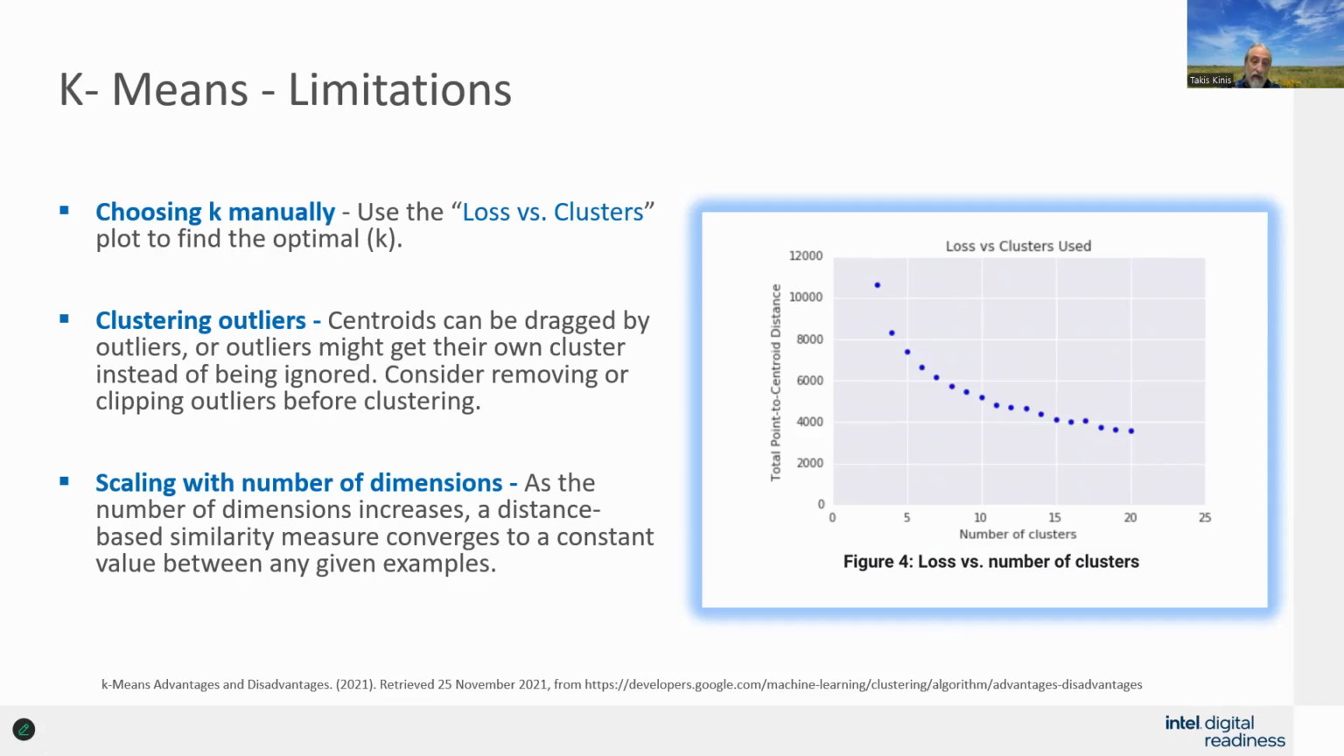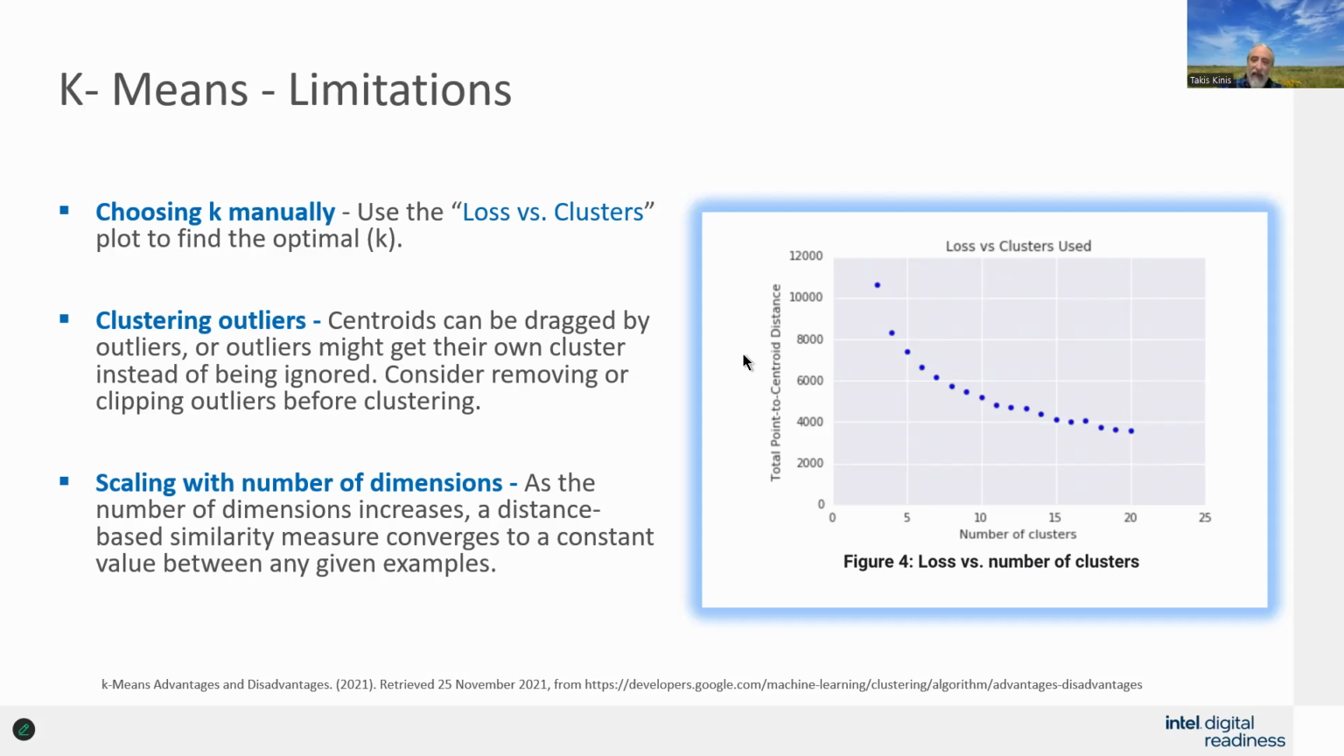There are some drawbacks, right? And they're listed here. It says, if you choose K manually, like how many clusters are you forming, you have this what we call loss versus clusters plot to help guide us. Like how many clusters do we need? Well, it depends on how far the points are from all the centroids and how many points we have total to calculate.